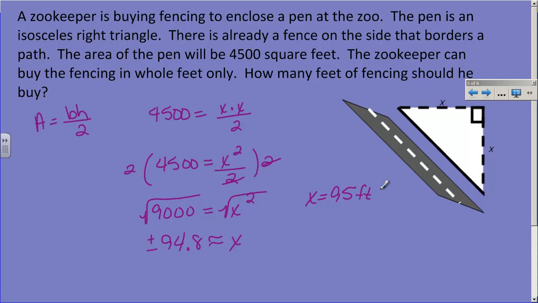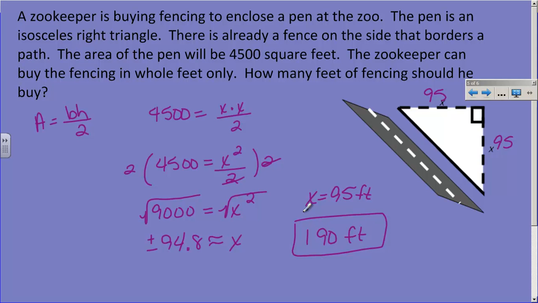That still doesn't answer my question, though. I need to know how many feet of fencing he needs. Well, he's got to put 95 feet here, and he has to put 95 feet here. So I'm going to have to multiply it times 2 so that I can have how many feet of fencing he needs. So he needs 190 feet of fencing for this pen. He'll have some left over, can use it to make a decorative little thing or whatever, but that's what's going to happen. And so there it is applied. Okay, that should take care of everything.